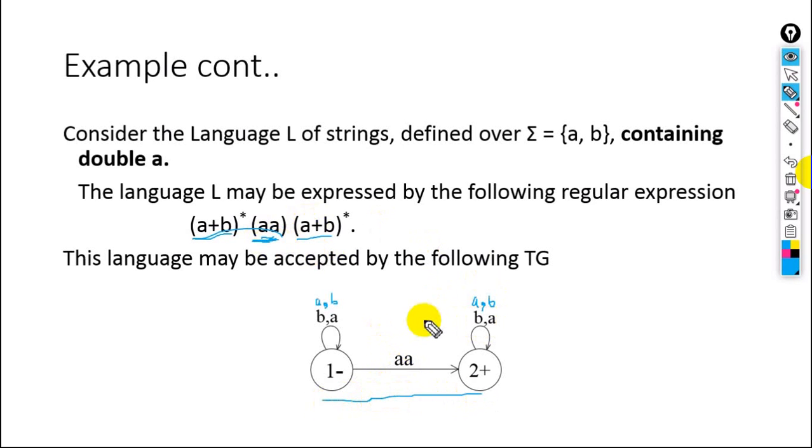If you want to draw the NFA for this, the NFA will be just like this. Look at this. Starting state 1. Okay, this is state 2. The loop we can draw just like this. This is the loop A or B. Next we have double A.